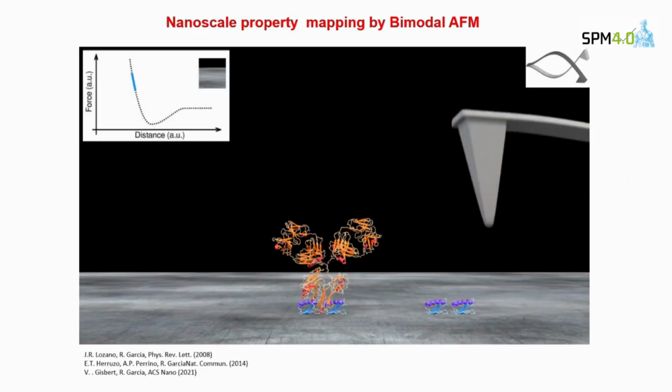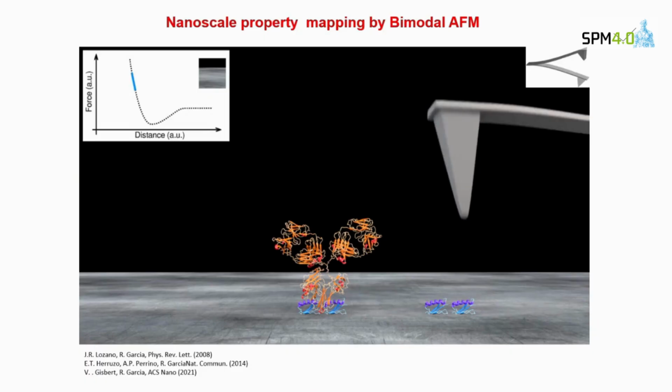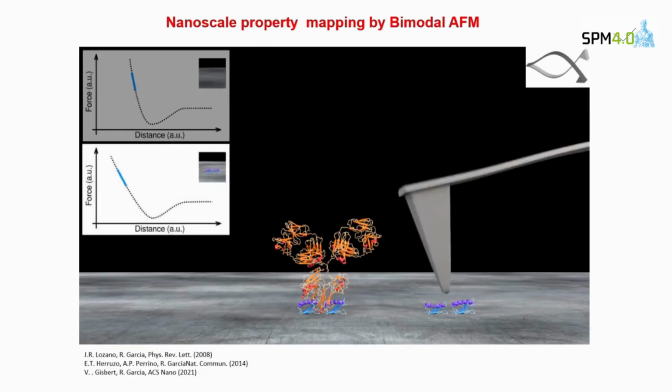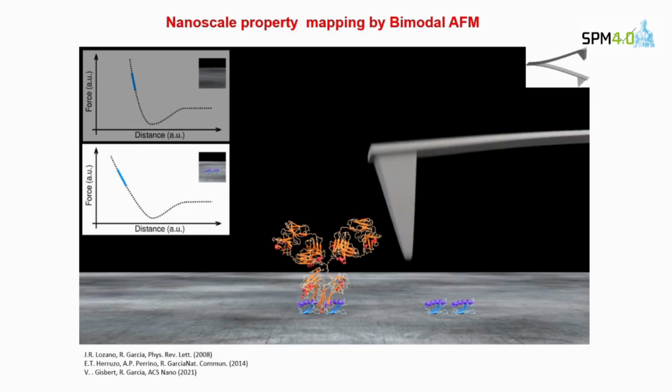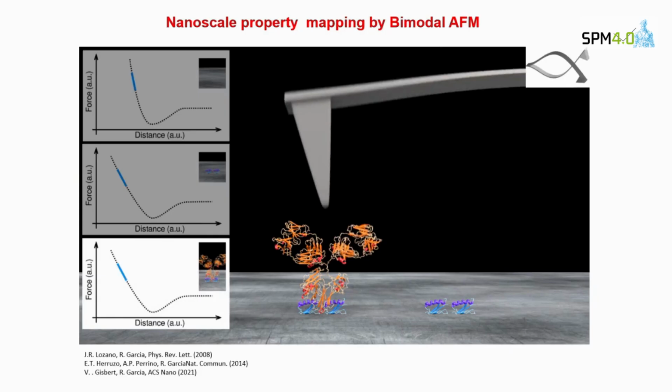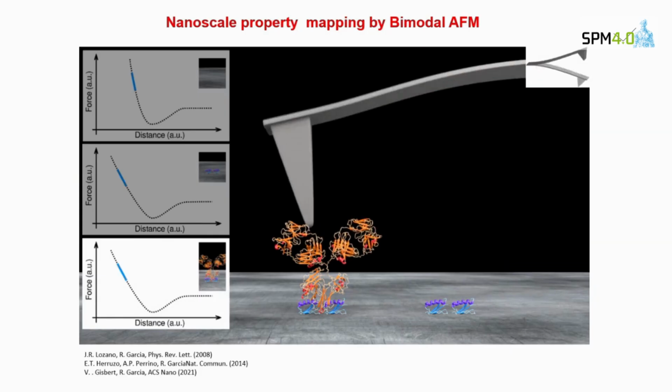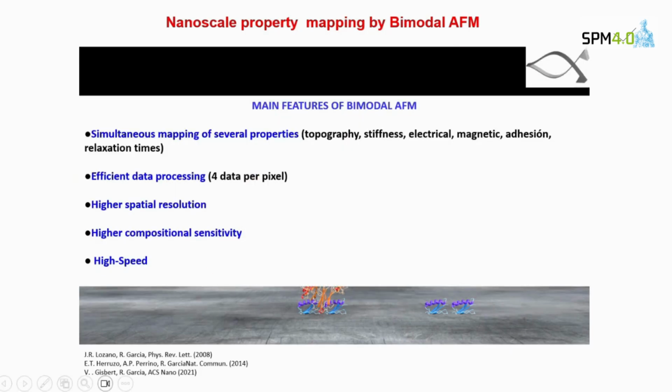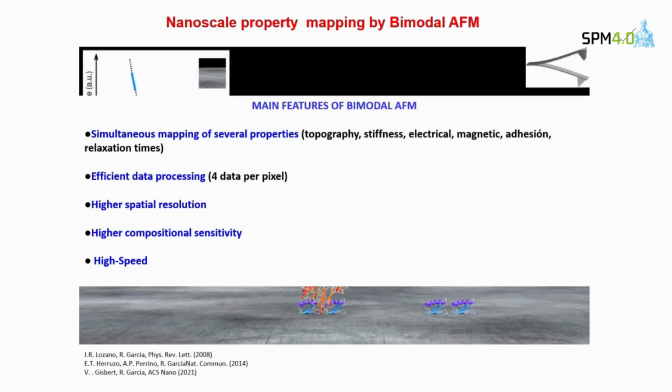So we combine this with the bimodal AFM that I explained yesterday. That is a method to get mechanical properties or other kinds of properties, electrical, magnetic, without getting a force-distance curve, but just measuring or sensing how the interaction is modifying the amplitudes and the phase shift.